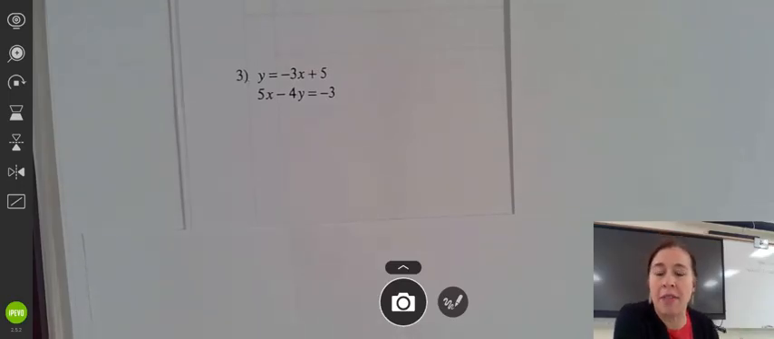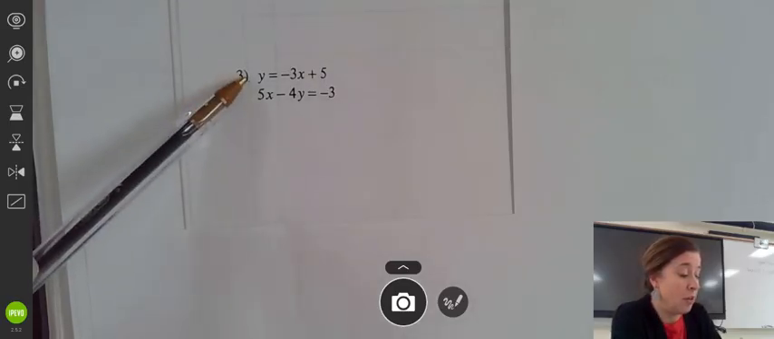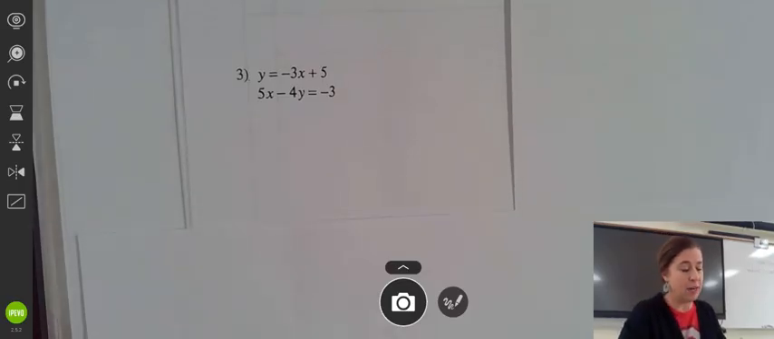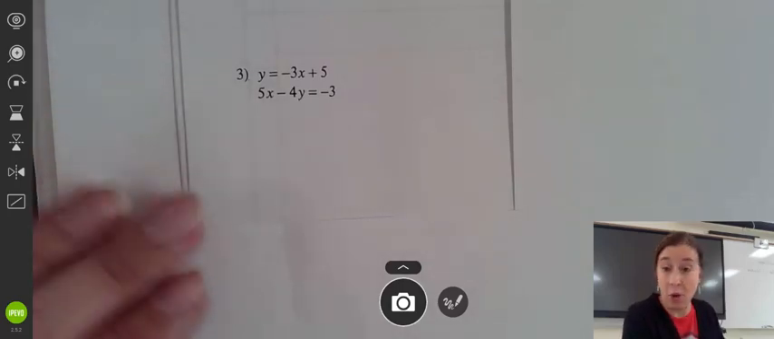You'll notice that the first equation already has y isolated. Remember, step 1 in our 4-step process says to isolate one of the variables in one of the 2 equations. Solve for either x or for y. So if this is already done for you, you don't have to do anything for step 1. Okay, so step 1 has already been done for us. Y is isolated. So we go on to step 2.